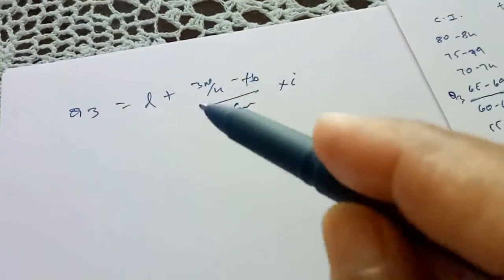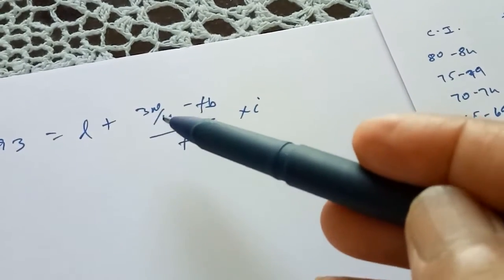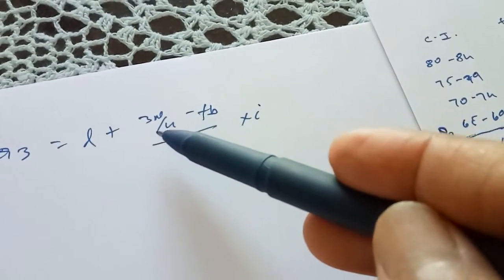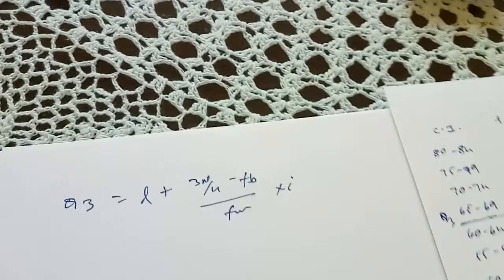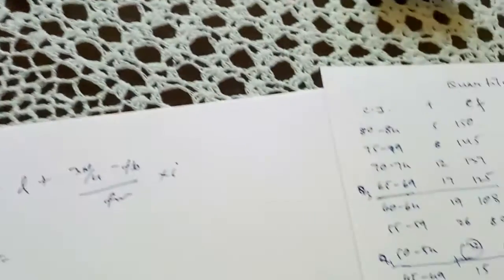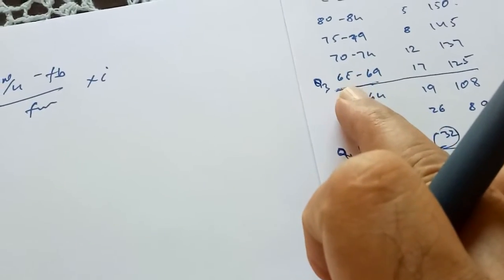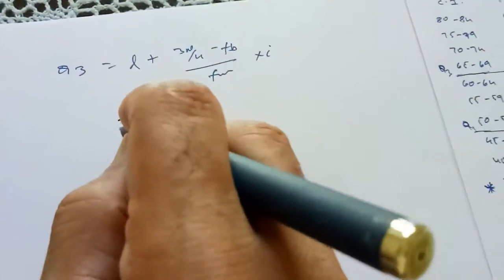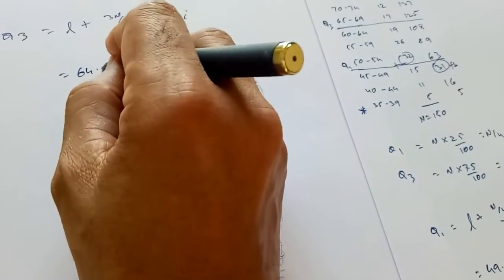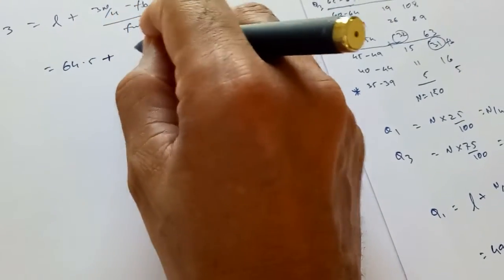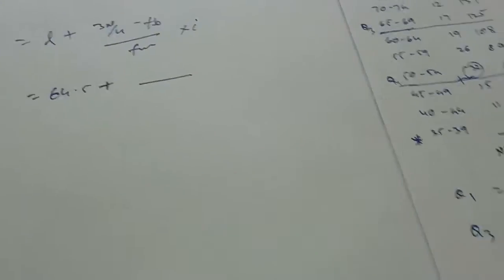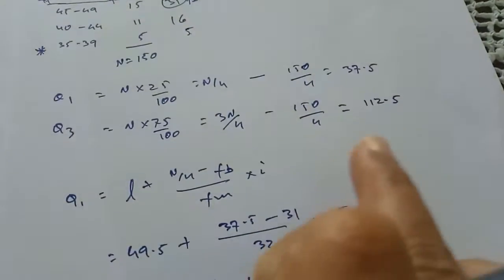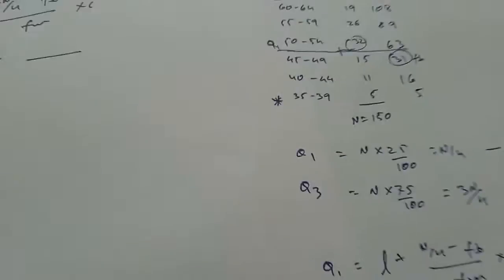Remember, the rest of the formula is the same, for mean, median, or later we'll see in percentiles also. The only thing that varies is this particular value. So what is the exact lower limit over here? 65 to 69. For 65, the exact lower limit is 64.5 plus the value of 3n by 4. We already have it as 112.5.